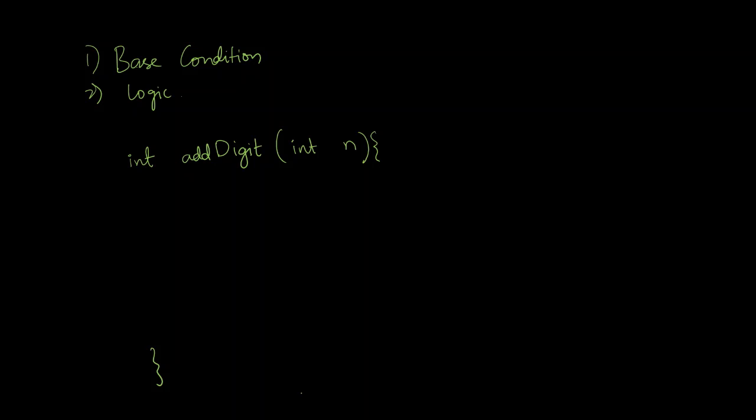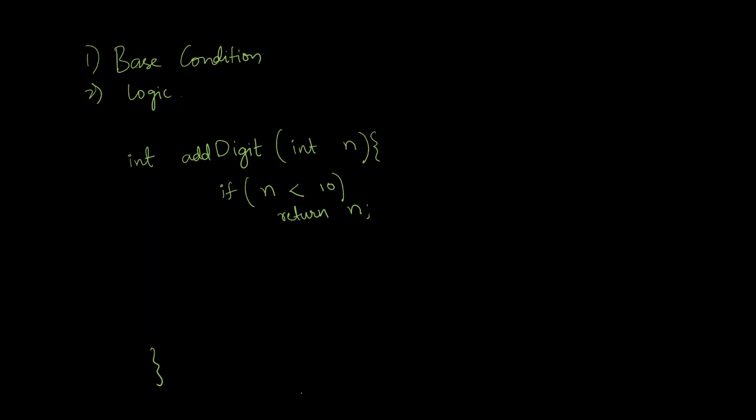In this case, the base condition is really simple, so we'd go to the base condition first. If the given number reduces to a single digit, which is less than 10, so 0 to 9 is a single digit, guys, if it is less than 10, we simply return the number. It's as simple as that.